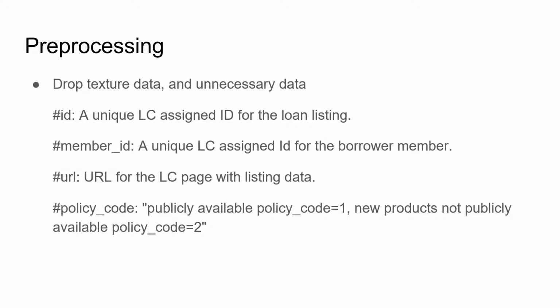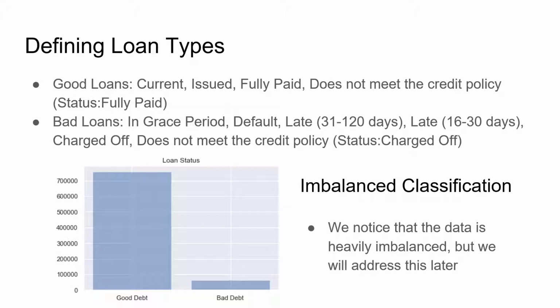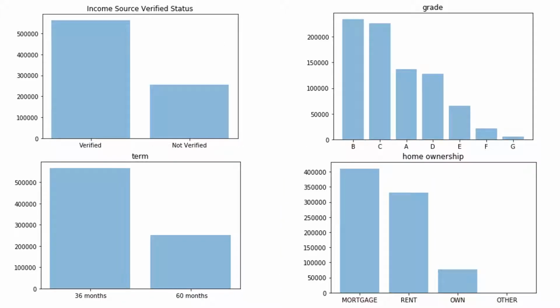After handling the missing data, we drop some text data and some unnecessary data like ID, member ID, URL, and policy code. As I mentioned earlier, our loan statuses have multiple levels. We can conclude those levels into two groups: good loans or bad loans. Current, issued, and fully paid can go to the good loans. In grace period, default, late, or charged off can go to the bad loans. Based on the histogram, we notice that the data is heavily imbalanced, but we will address this matter later.